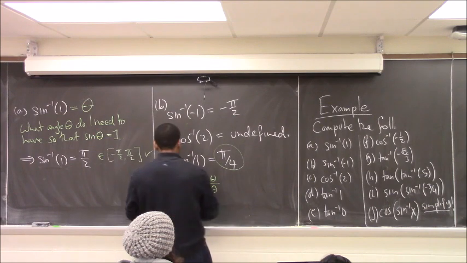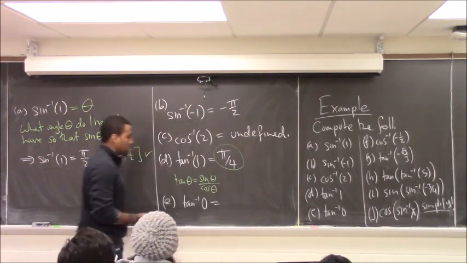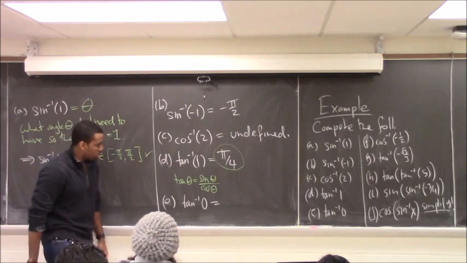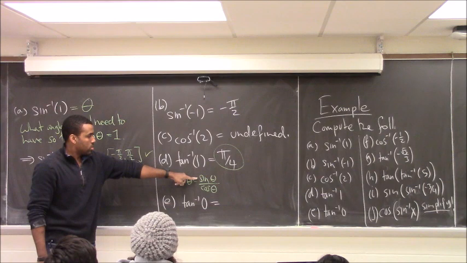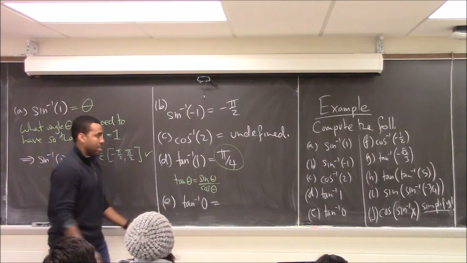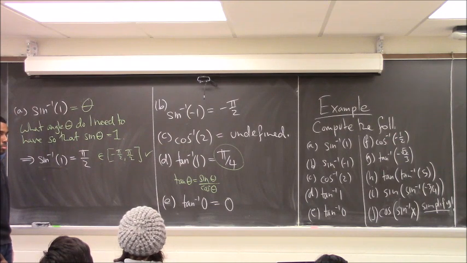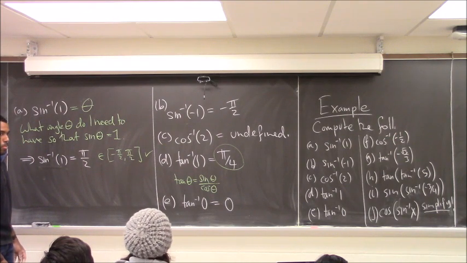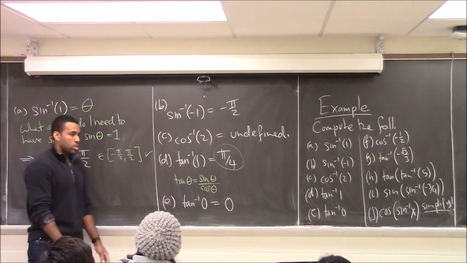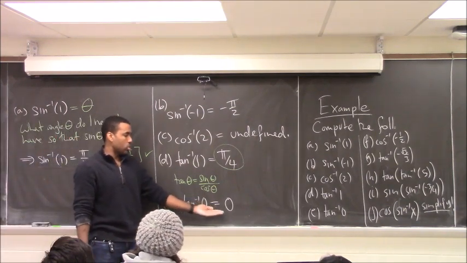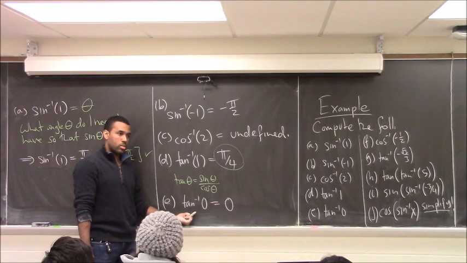E, tan inverse of 0. What angle do I need to plug into tangent in order to get 0? In other words, notice that what I'm asking you is where the sine is 0. At 0. Would it be wrong if you said at pi, or 2 pi? Right, so now you could say, oh, well, sine is also 0 at pi. But why is that the wrong answer?